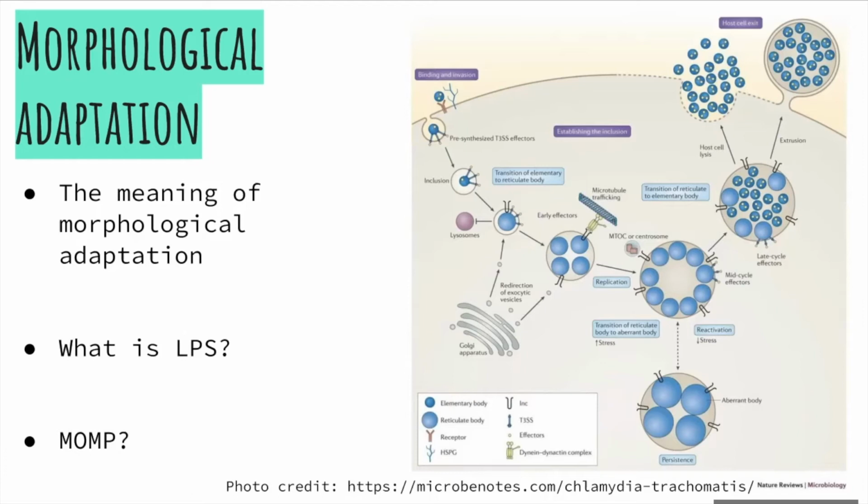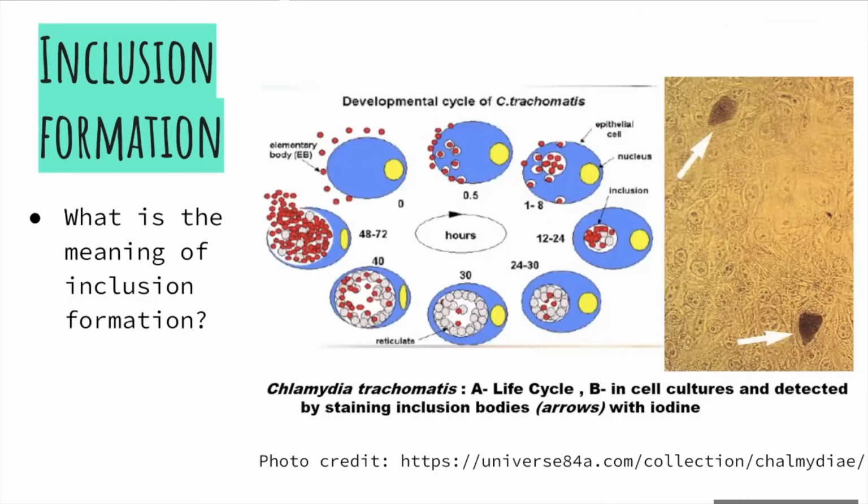The MOMP is a major outer membrane protein that has an ability to detect the exposure by the nucleic acid amplification test. The nucleic acid amplification test is a test that can detect the infection that is currently inside of the body. So, in all, it will help the developmental cycle that will have a very high impact on the immunity in the body. Next, you have the inclusion formation.